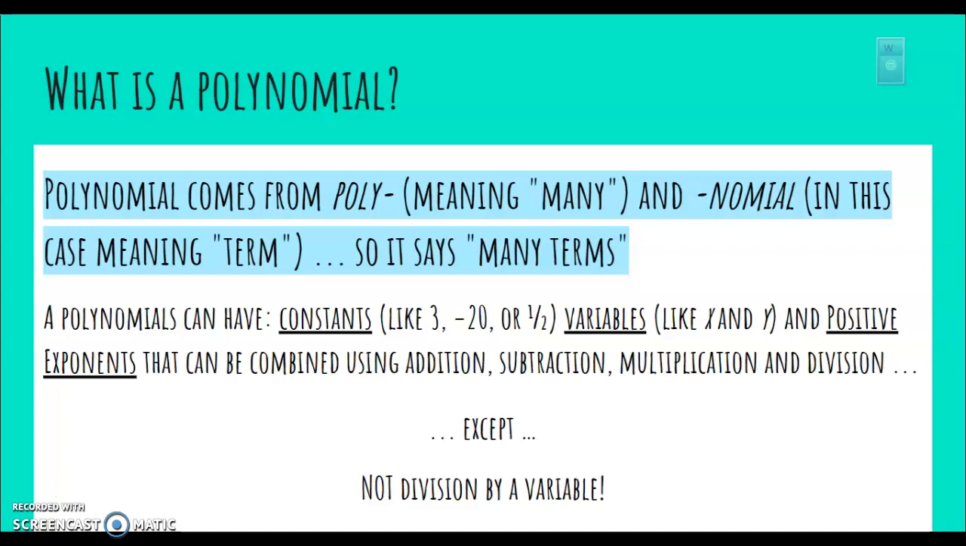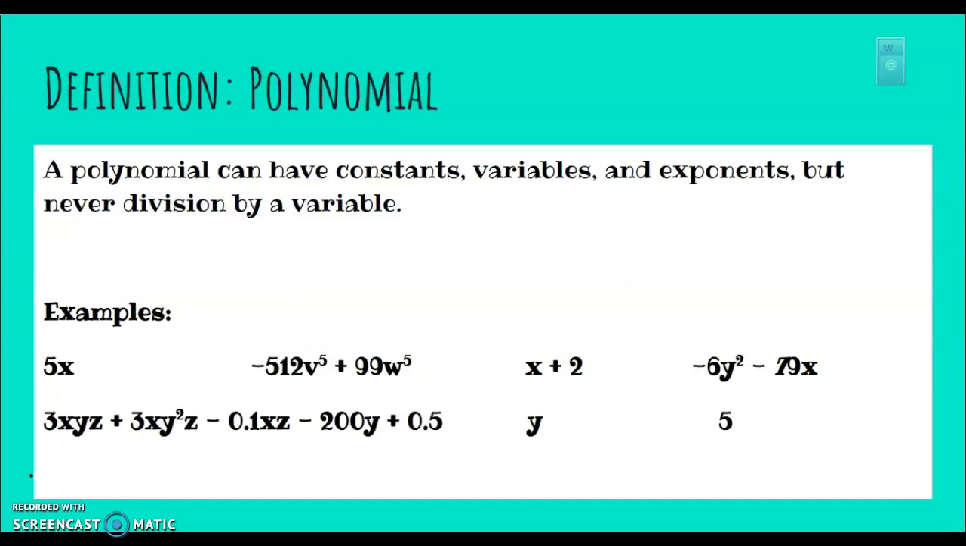And all of these can be combined using addition, subtraction, multiplication, and division, except we cannot have division by a variable. So if it's dividing by x, it is not a polynomial. If it's dividing by a or a squared, it is not a polynomial. So here are some examples. Remember, it can have constants, variables, and exponents, but never division by a variable.